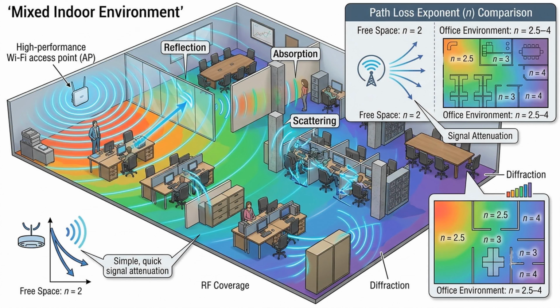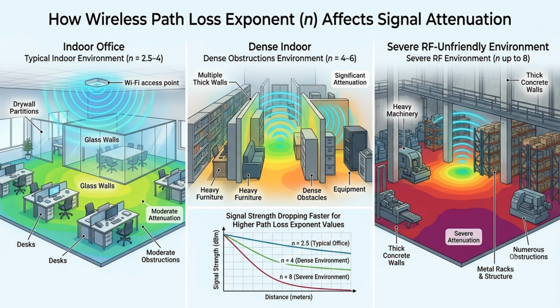In a mixed environment, such as an indoor office environment, a different path loss exponent value may be used instead to approximate the path loss. For example, a value of 2.5 to 4 may be typical of most indoor environments, though the path loss exponent can be as high as 8 in some RF unfriendly environments.